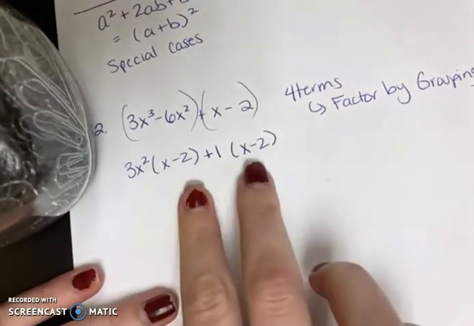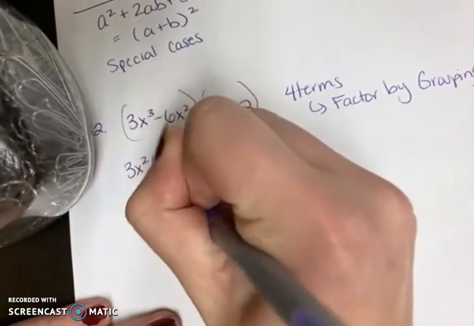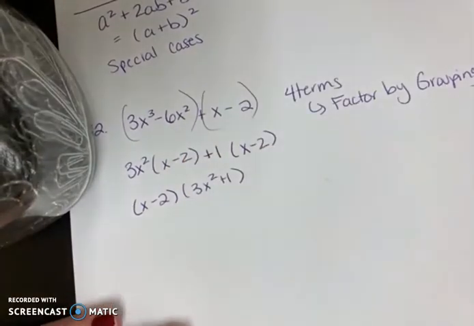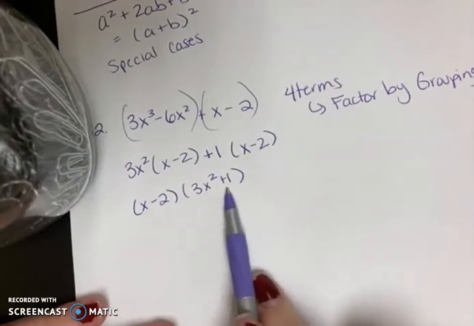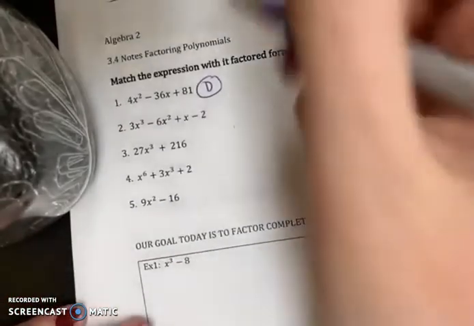Now we can see that if I pull out the x minus 2, I am left with a 3x squared plus 1. We always want to check and see if I can factor any further, and in this case, my 3x squared plus 1, I cannot factor any further. So this is the answer. Taking a look, that would be B.